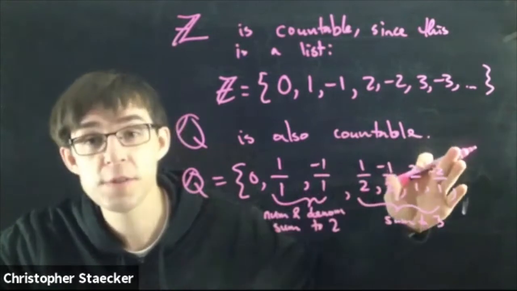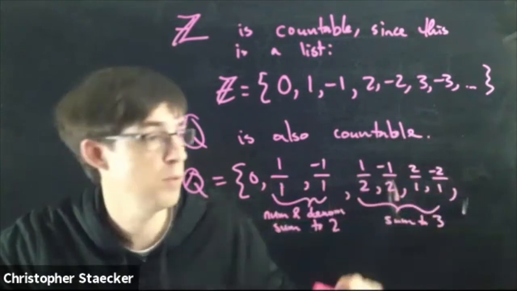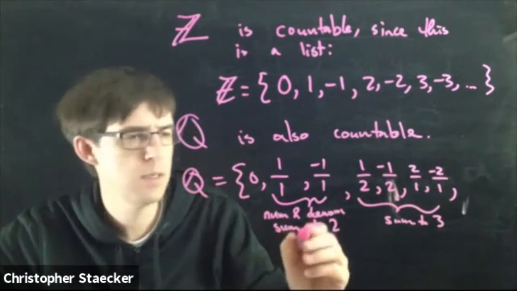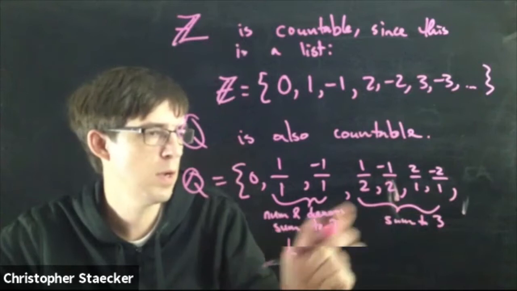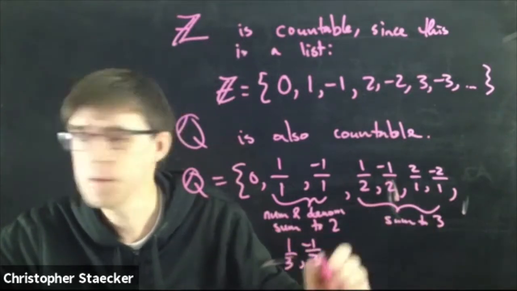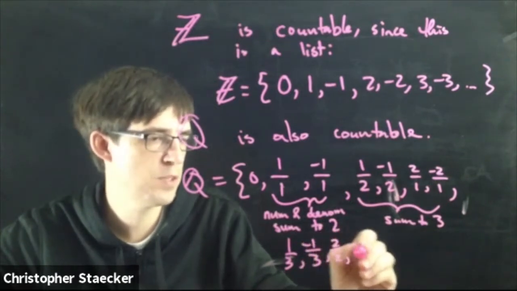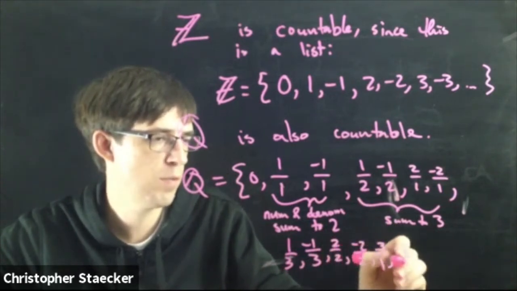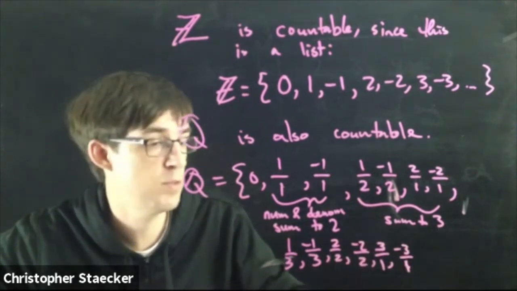Even something like 22 over 7. Those numbers sum up to 9. And so that will eventually occur in the list once I get all the way down to the ones which sum up to 9. Maybe I'll continue down here. I hope you can see this much. The next ones which sum up to 4, I would say 1/3, minus 1/3. Is that on the screen? Yeah. 2 over 2, minus 2 over 2, and 3 over 1, minus 3 over 1. I believe those are all the fractions you can make where the numerator and denominator sum up to 4.